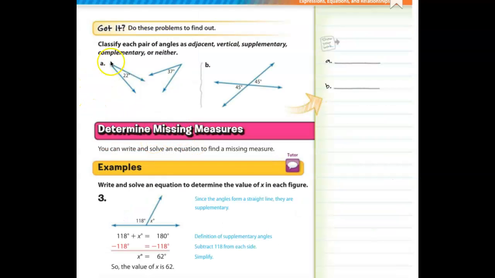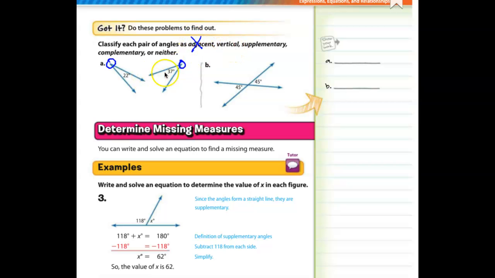Okay, let's practice our vocabulary. We're going to do A first. It says to classify these angles as adjacent, vertical, supplementary, complementary, or neither. Well, these two angles, could they be classified as adjacent? Yes or no? Please explain. If you said no, you're correct because they are two separate angles. They don't share a vertex. They don't share a side, so they are not adjacent.